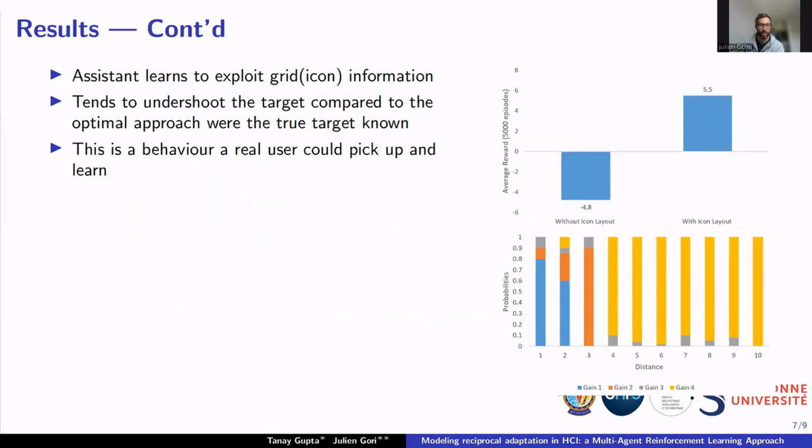We also performed an ablation study to show that the assistant was able to exploit the grid information. And finally, we also show that the assistant tends to undershoot the target, compared with the optimal policy where the true target is actually known.